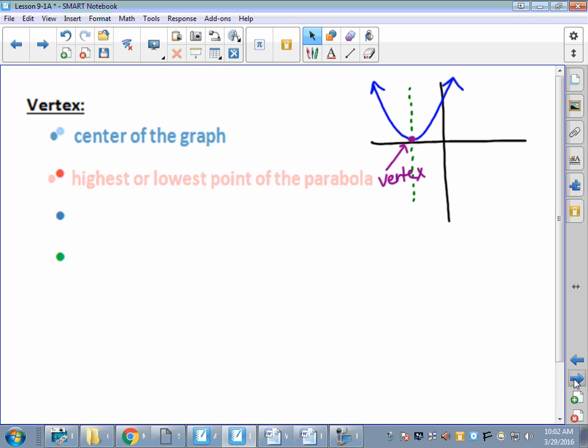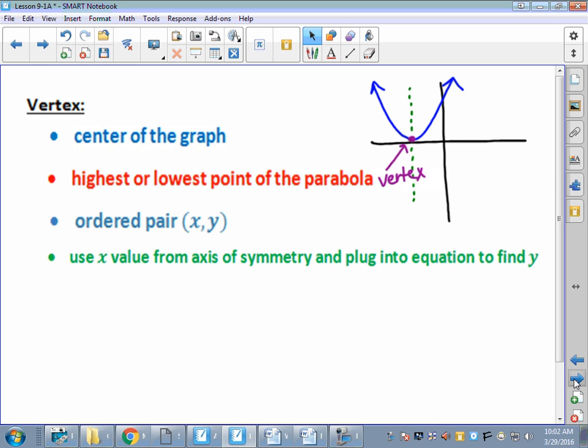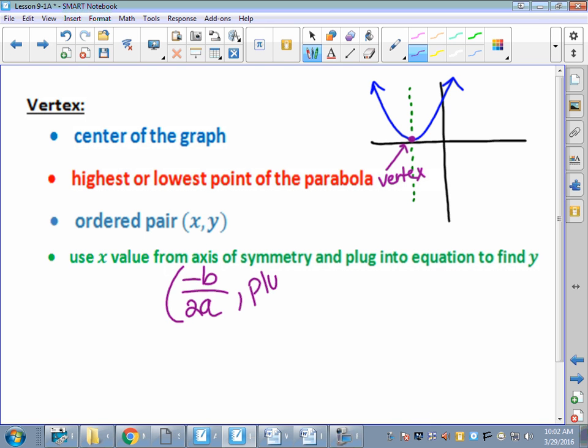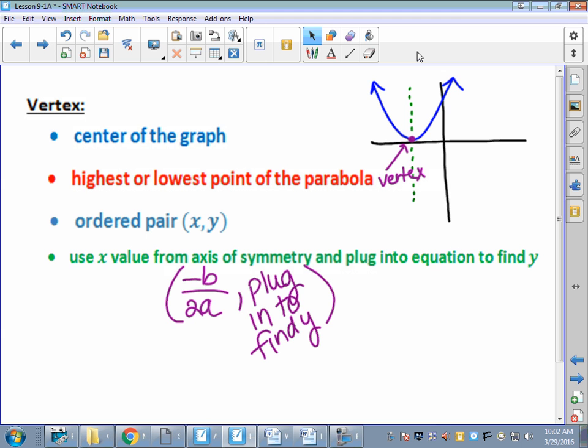So my vertex, the center, the highest or lowest point of my parabola, it's an actual ordered pair. We're going to find that. It might be (-2, 1), or it might be at (0, 3), or it could be at the origin. But it's an actual ordered pair, and you find that ordered pair by using your x value from the axis of symmetry, knowing this formula, -b/2a. You take that value and you plug it in to find y. So you go to your actual equation in standard form and you put that x value in there and you get a y value. So your axis of symmetry is the same as the x value from your vertex. And we're going to go through a couple problems like this so you can actually see.